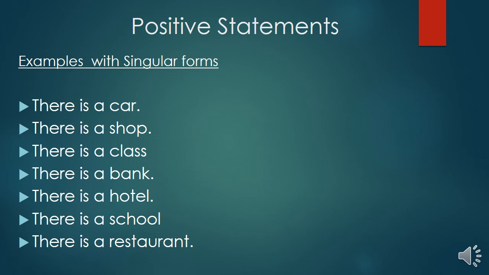Positive statements, examples with singular forms. There is a car. There is a shop. There is a class. There is a bank. There is a hotel. There is a school. There is a restaurant.